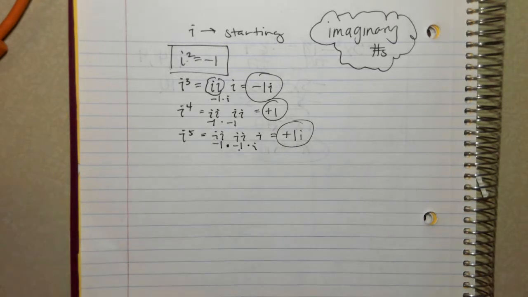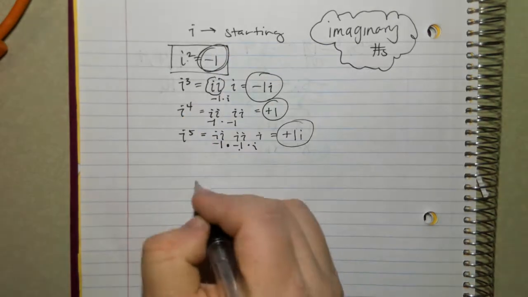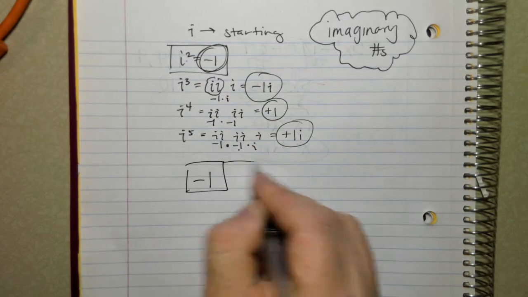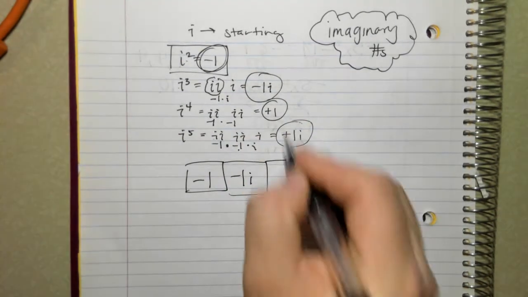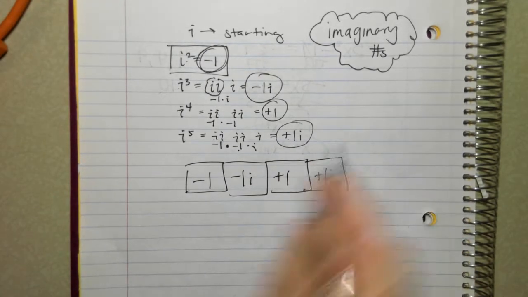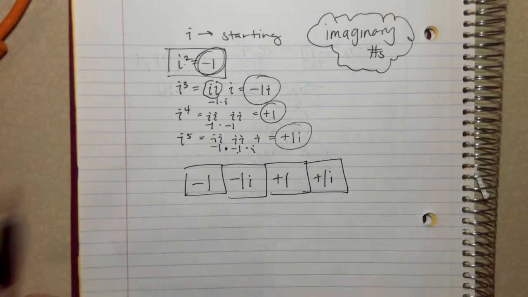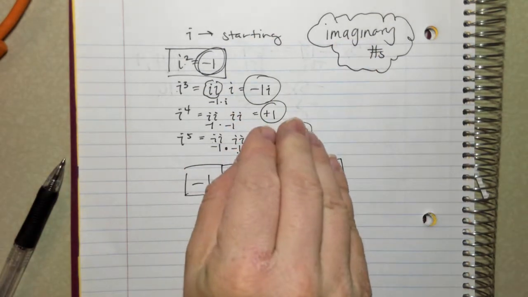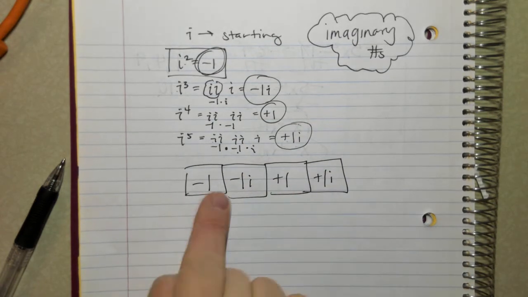So, if you're like, I don't really get this. When we talk about patterns, the first number in the pattern is a negative 1. The second number in our pattern is a negative 1i. The third number is a positive 1, and the fourth number is a positive 1i, and then it cycles back again. Okay? First, when we do counting on our fingers in just a second, this is going to be first, second, third, and fourth.